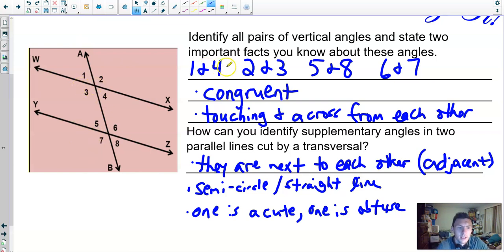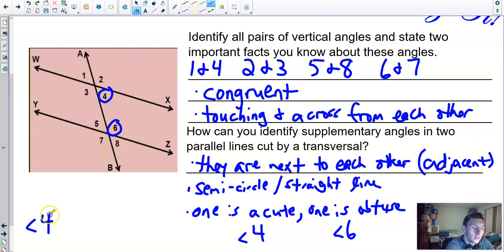For example, angle 4 is an acute angle. So now let's pick a random obtuse angle. How about angle 6? Angle 6 is obtuse. Since one of them is acute and one of them is obtuse, I know that they add up to 180. So angle 4 plus angle 6 equals 180. So those are the 3 ways.